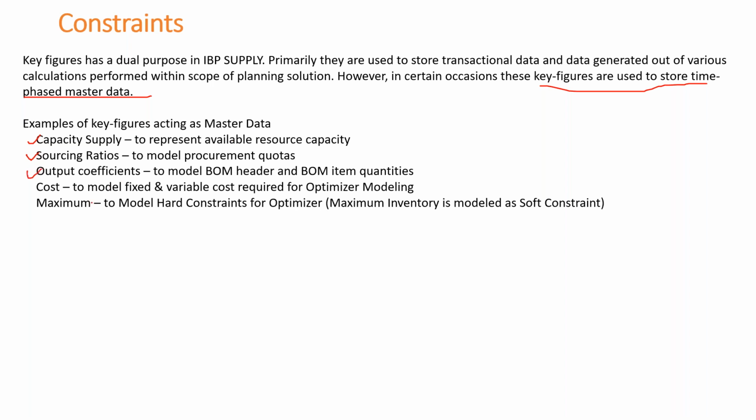Next is output coefficients. In the BOM header there are output coefficients, where you say that if you produce this BOM, that is a source id, you will create this many units of the finished good. Now you can go and change the coefficients also, so that the planner can update the coefficients whenever it is required for a particular time horizon.